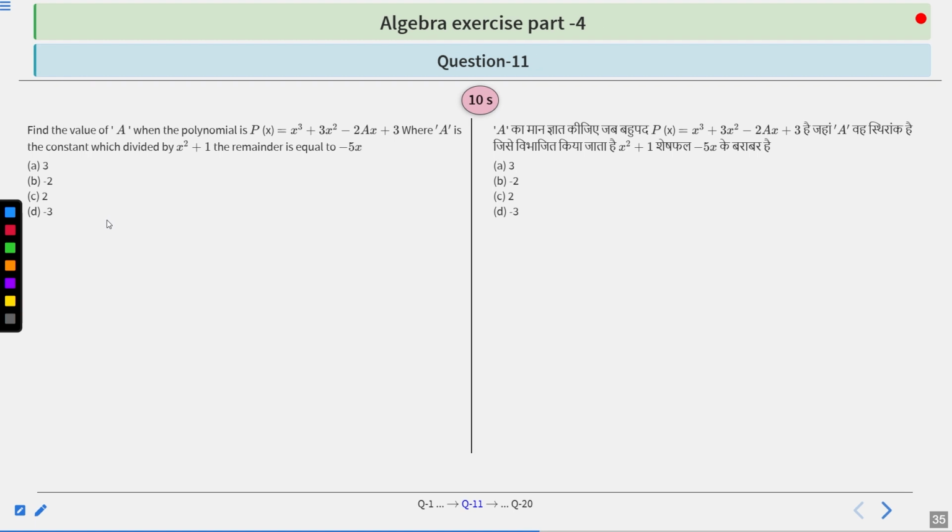Next is find the value of a when the polynomial is p(x) equal to x cube plus 3x square minus 2ax plus 3, where a is a constant, which when divided by x square plus 1, the remainder is equal to minus 5x. Option A 3, option B minus 2, option C 2, option D minus 3. These are the options. And I'm giving you 10 seconds to find which one of them is correct. After that, I will do the solution.